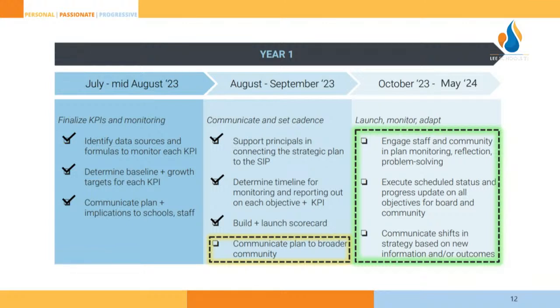I believe Dr. Bernier already has some town halls and things scheduled. We've been meeting with all of the school-based administration, and even teachers have awareness. A lot of these things are already underway in terms of communicating the plan and so forth moving forward. But that far right box that you see, listed from October to May 24, those are the elements that are going to be the ongoing living part of year one.